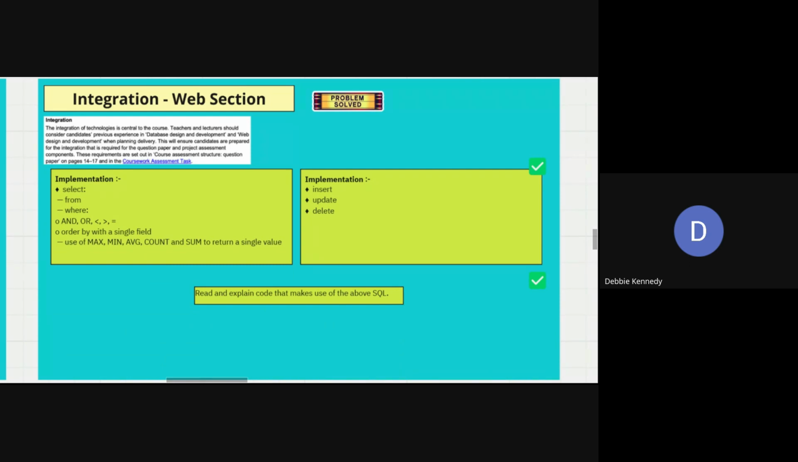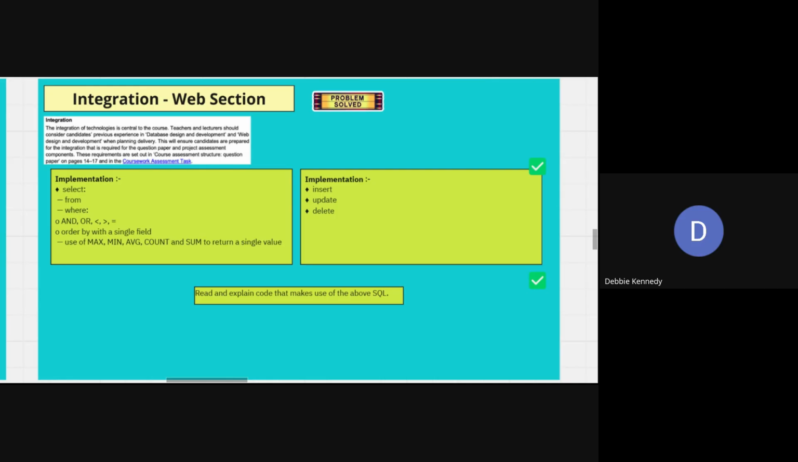They can be asked to do an order on a single field, but there is just the aggregate functions coming from higher. So your max, your min, average, count, and sum. Notice again, it's just on one table. This is what our candidates need to be able to do. And we know that that did throw some people last year. So this is just to make sure that we're getting this information out there to everybody.